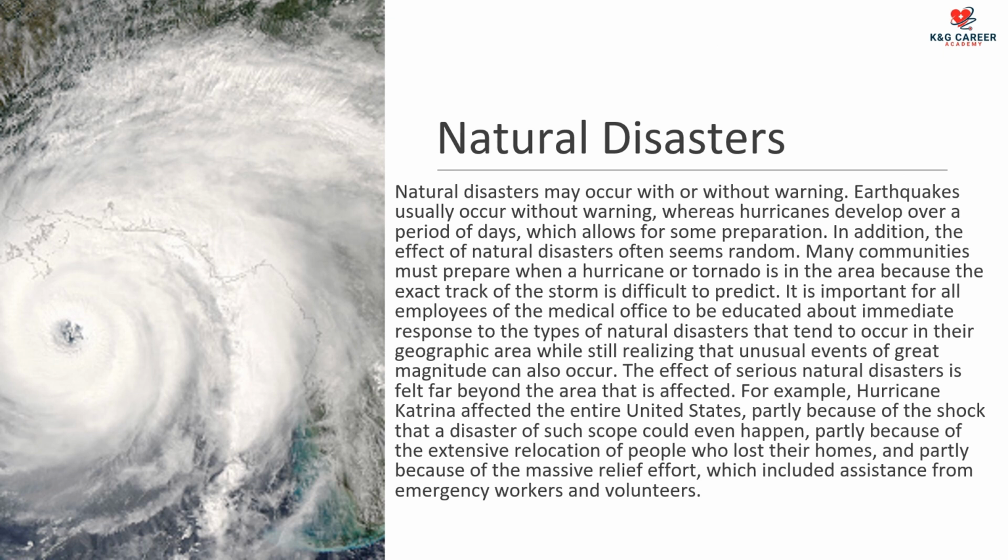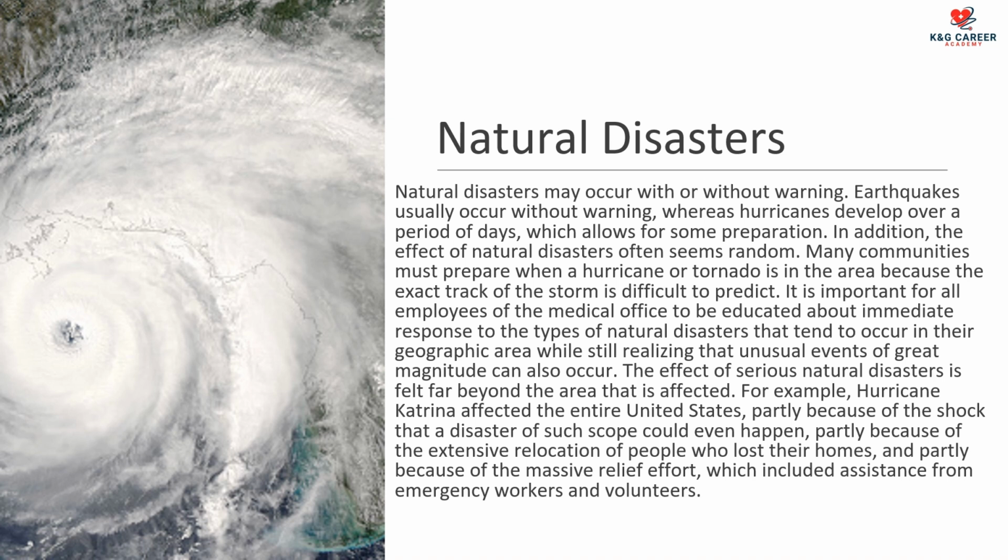Natural disasters. Natural disasters may occur with or without warning. Earthquakes usually occur without warning, whereas hurricanes develop over a period of days, which allows for some preparation. In addition, the effect of natural disasters often seems random. Many communities must prepare when a hurricane or tornado is in the area because the exact track of the storm is difficult to predict. It is important for all employees of the medical office to be educated about immediate response to the types of natural disasters that tend to occur in their geographic area while still realizing that unusual events of great magnitude can also occur.